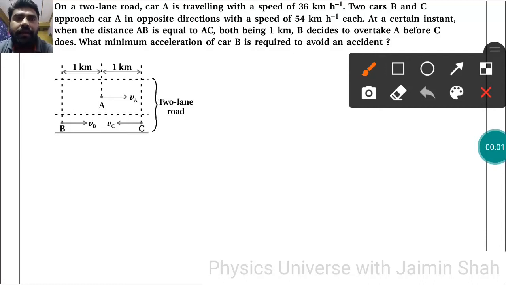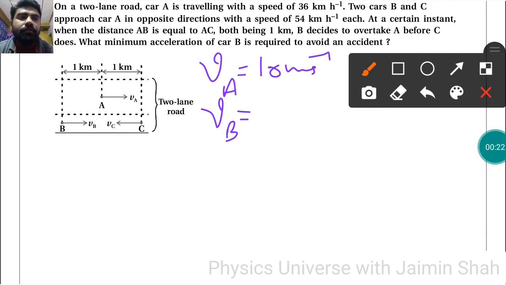On a two lane road, car A is traveling with a speed VA equal to 36 into 5 by 18, right? So that is 10 meter second inverse. Now two cars B and C approach car A in opposite direction with speeds VB equal to 54, and 15 meter second inverse, and VC is opposite to that, minus 15 meter second inverse.